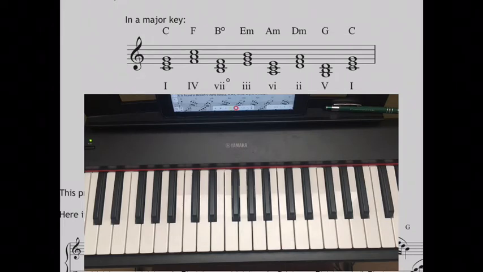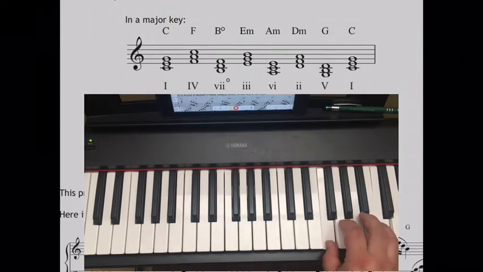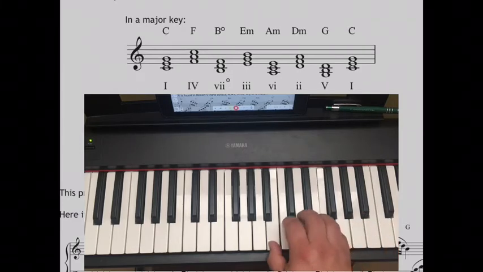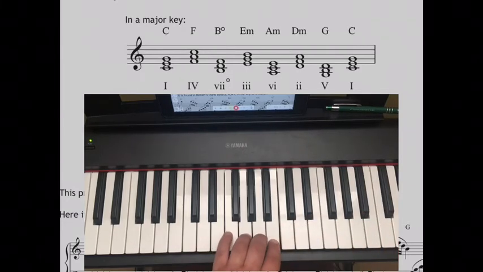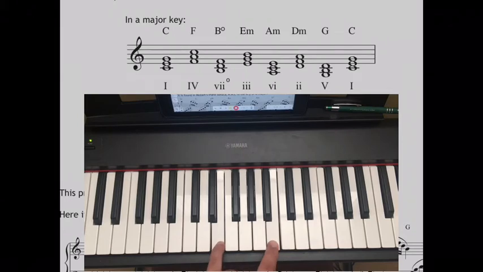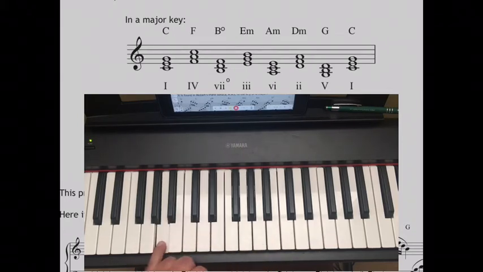Or if you want to think moving down in fifths, if you start from a C to F, to B, to E, sorry, to A, so basically up in fourths or down in fifths. All right, I'm going to play the harmony for you so you can hear how it sounds as well.